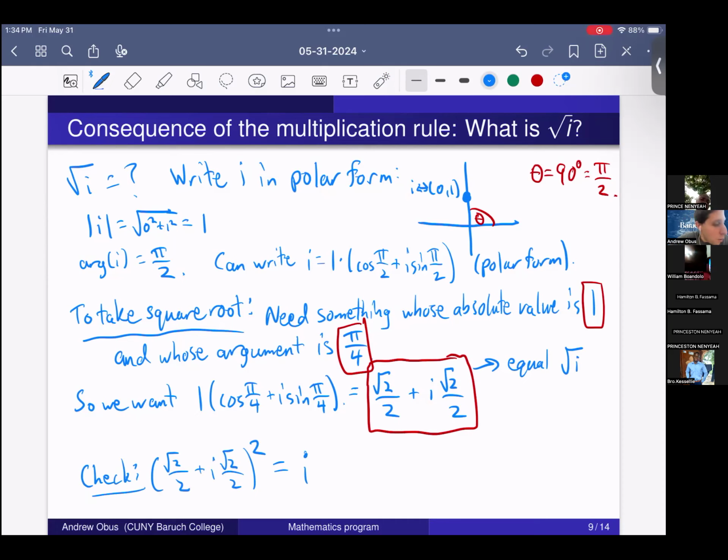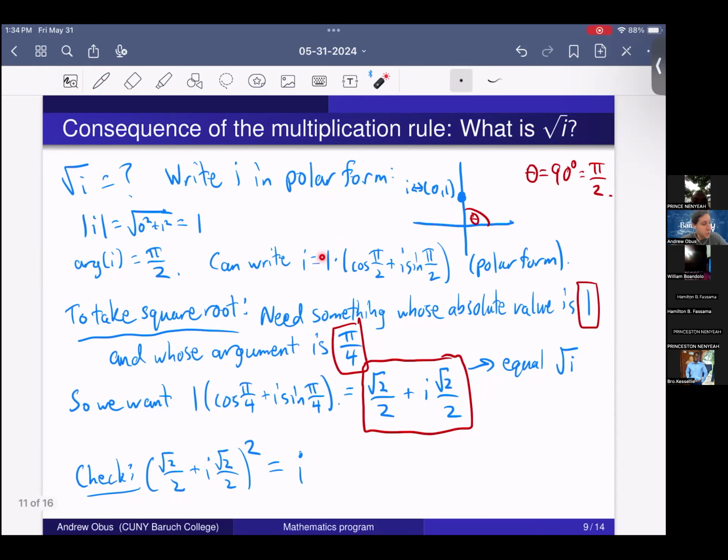Okay, so one of the nice things about polar form is that this might be hard to solve for in general. If I was just trying to find a complex number whose square was i, in rectangular form, it's not at all clear how you would do that. But in polar form, it's much easier because you just need to find something whose argument is half the thing that you're taking the square root of. So the absolute value needs to be the square root of the absolute value you want, and the argument needs to be half of the argument that you want.